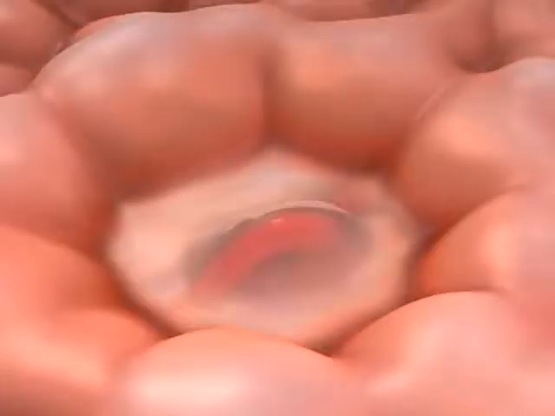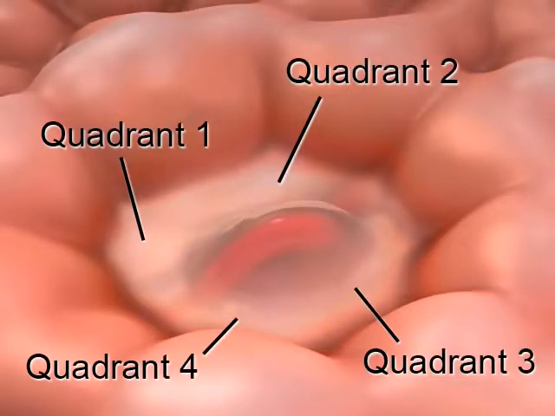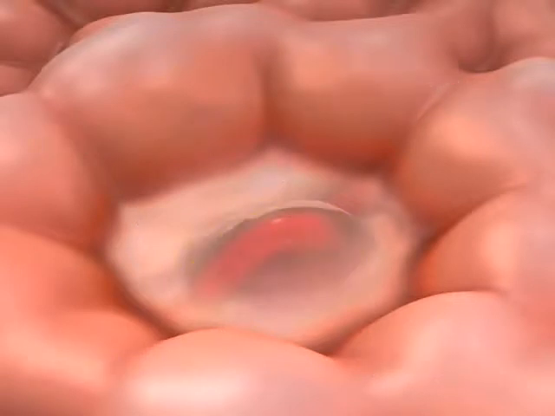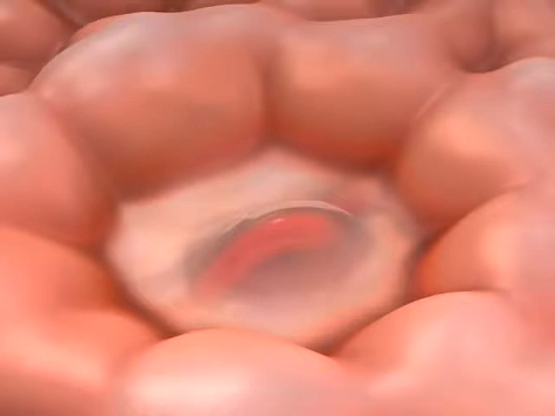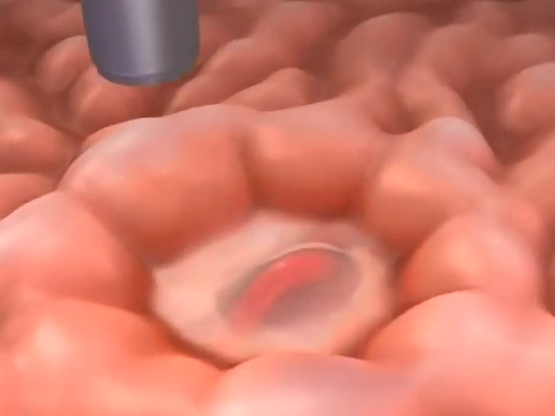Injections are typically made into the 4 quadrants surrounding the bleeding site. Injection directly into the underlying vessel is not recommended. Submucosal injections of 0.5 to 2 milliliter aliquots are recommended, and multiple injections per quadrant are usually performed.